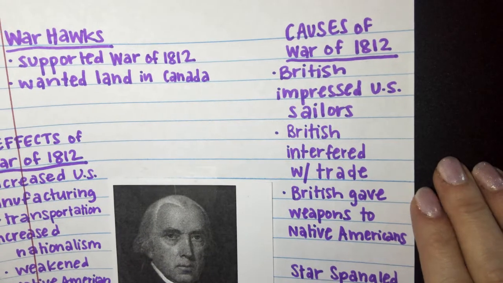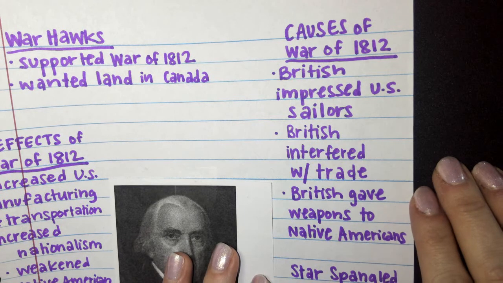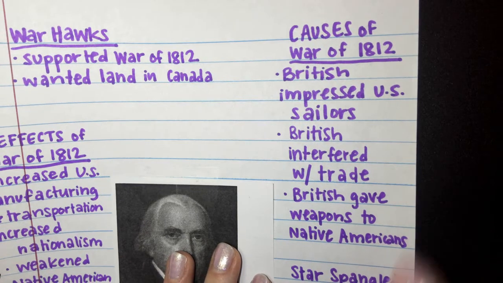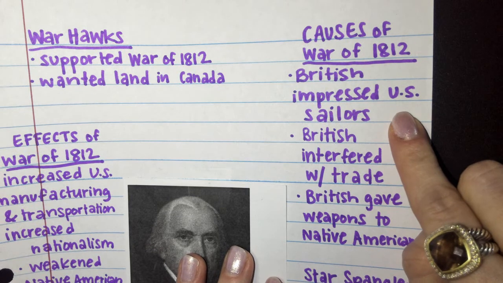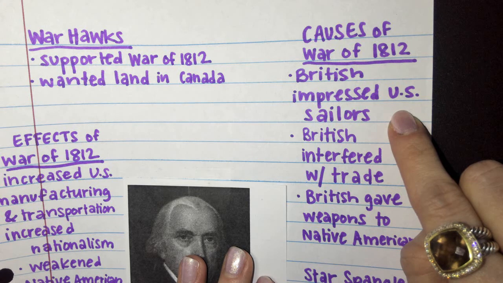So let's jump right in with the causes of the War of 1812, and you can also go view the causes and effects video of the War of 1812 that I posted on YouTube earlier today. So, first big cause, the British were impressing U.S. sailors. Remember, impressment means to kidnap and force the person to be part of your military. So America's not okay with this.